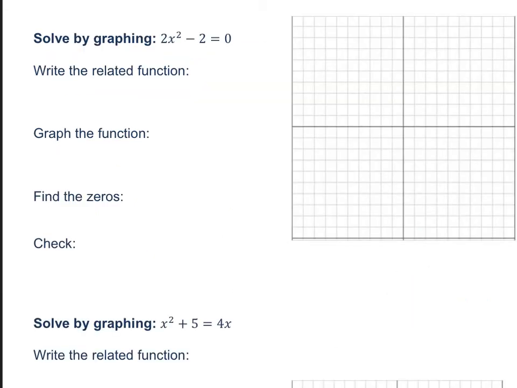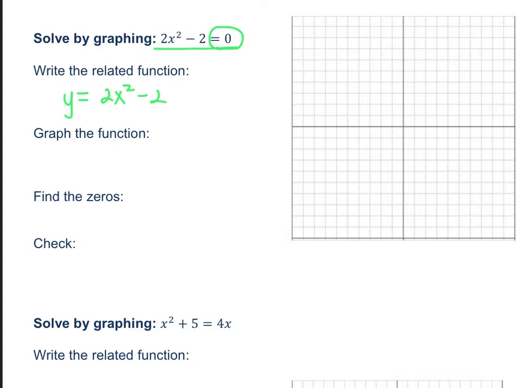Okay, so let's just try a couple of these so we can see what we're doing. Solve by graphing 2x squared minus 2 equals 0. So write the related function. Remember, we're going to take the equals 0 part, replace it with y equals 2x squared minus 2. And then we're just going to graph that. We've done this graphing before.